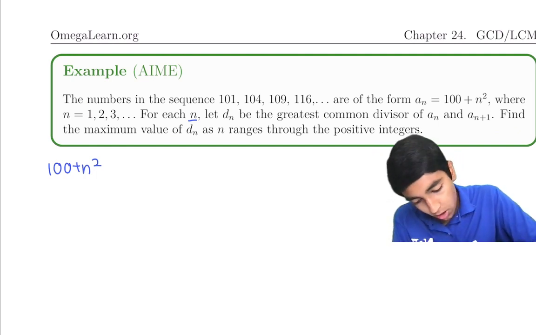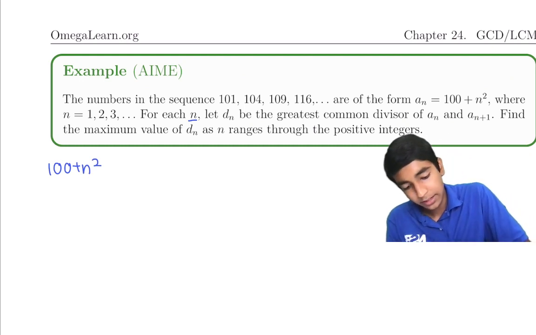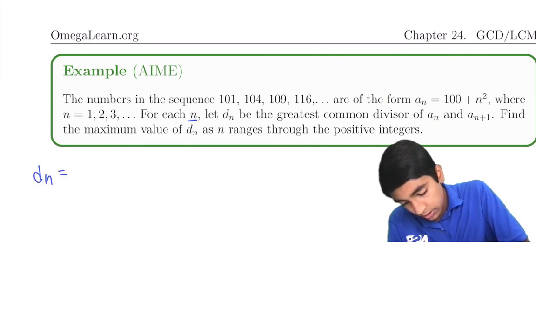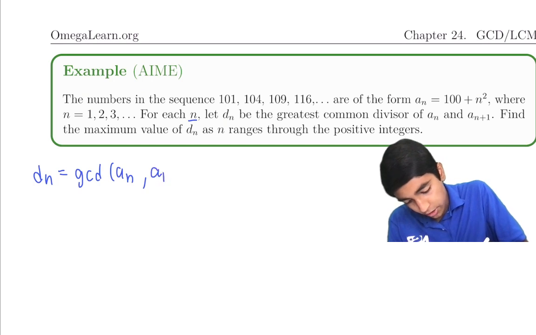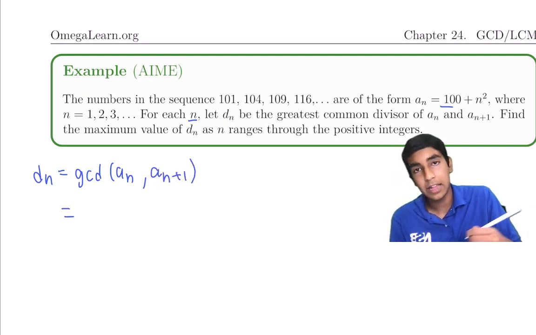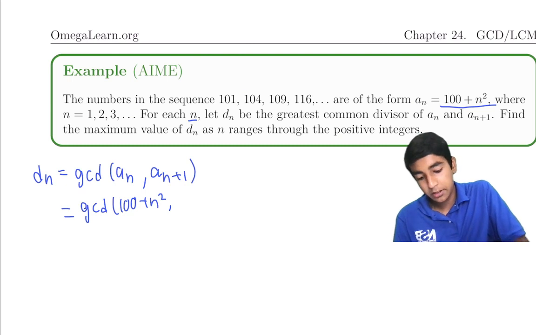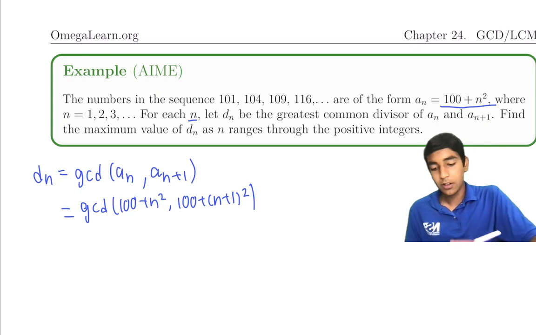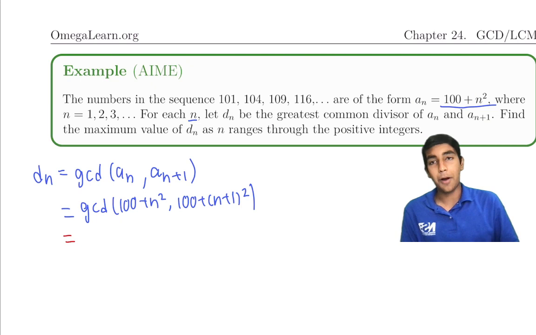Well, first of all, what is d_n, in terms of n, of course? Let's write this out, just to make it clear. d_n equals GCD of a_n, comma, a_(n+1) in our notation. And let's plug in these values based on the sequence. GCD of 100 plus n squared, comma, a_(n+1), which is 100 plus (n plus 1) squared. Cool. And now we're ready for the Euclidean algorithm part.